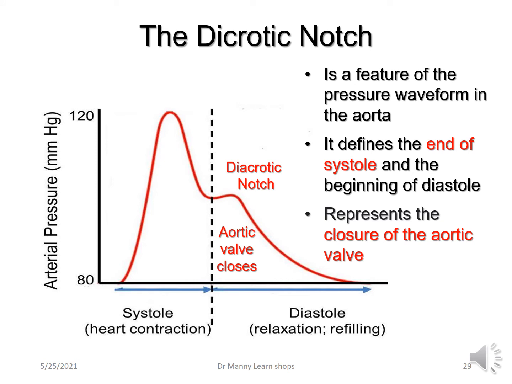Then you've got the dicrotic notch. Notch is just Latin for cutting into. That's what it means. So the dicrotic cutting into, it's a notch or the cutting into the dicrotic limb. And the dicrotic notch is a feature of the pressure waveform in the aorta. And basically it defines the end of systole and the beginning of diastole. And it represents now closure of the aortic valve. At the beginning of the anacrotic limb, that was opening of the aortic valve. The dicrotic notch represents closure of the valve. So the dicrotic notch is where the aortic valve closes.